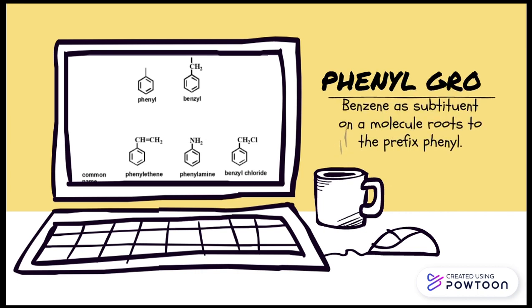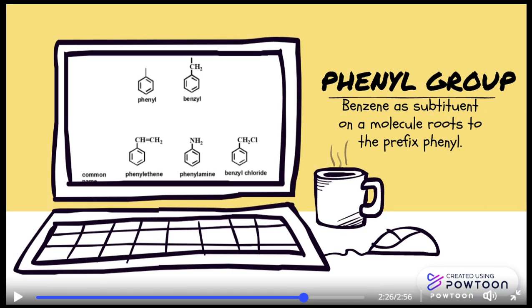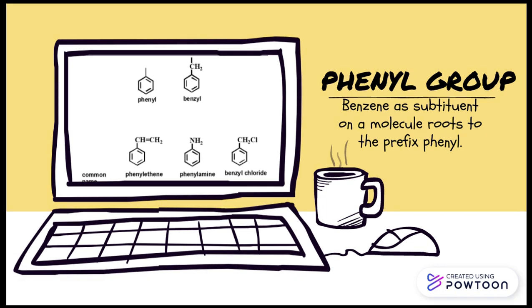In some cases, the benzene ring needs to be treated as a substituent. In these cases, the term phenyl is used to designate the presence of a C6H5 as a substituent. The method should be used when the benzene ring is a substituent of the root. For example, an amine with a benzene ring substituent is named phenylamine.